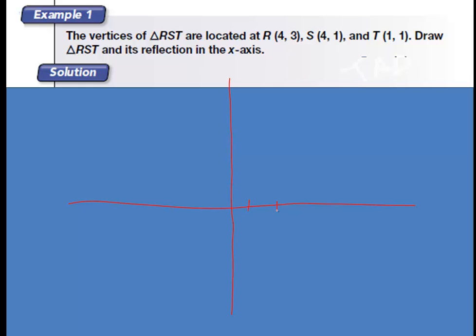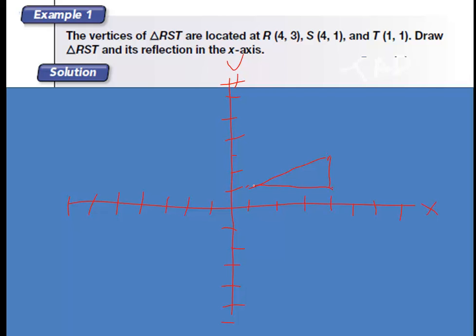So I set up my axes with 7 marks going across and 6 going up. All right, I've got 4 and 3. This is my X and this is my Y. So I come along 1, 2, 3, 4, and come up 3. Right there. Then I've got 4 and 1: 1, 2, 3, 4, and 1 right there. And then I've got 1 and 1 right there. So I have a triangle that looks like this when I graph it.